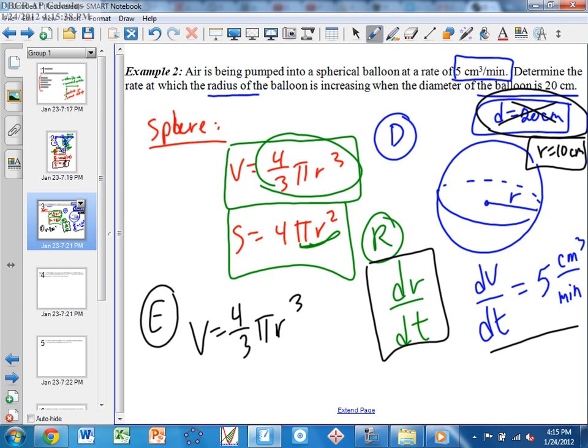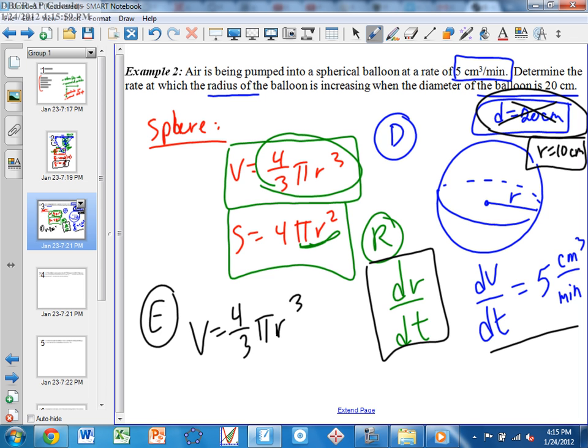So the example at the top of the whiteboard over here, when we did implicit, whenever we took a derivative of y, we put the dy dx. For this kind of a problem, whenever you take a derivative of anything, because nothing has a t in it, notice there's no t's anywhere, whenever you take the derivative, you put it over dt.